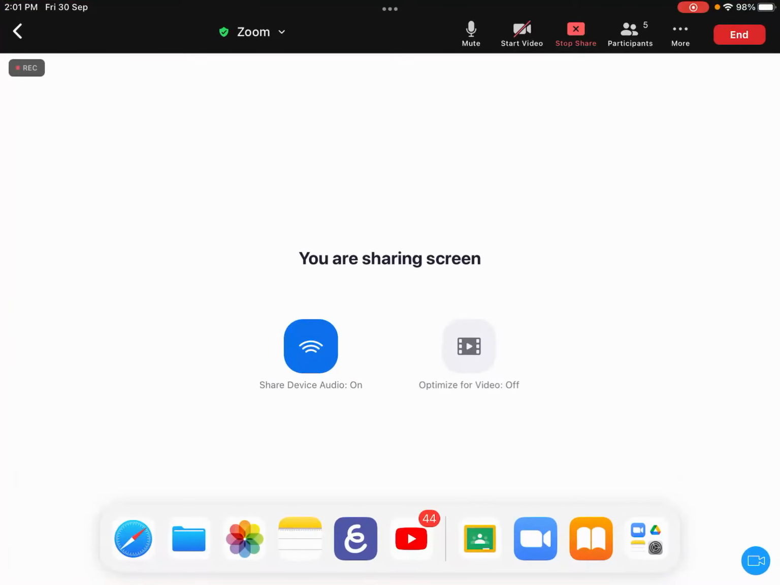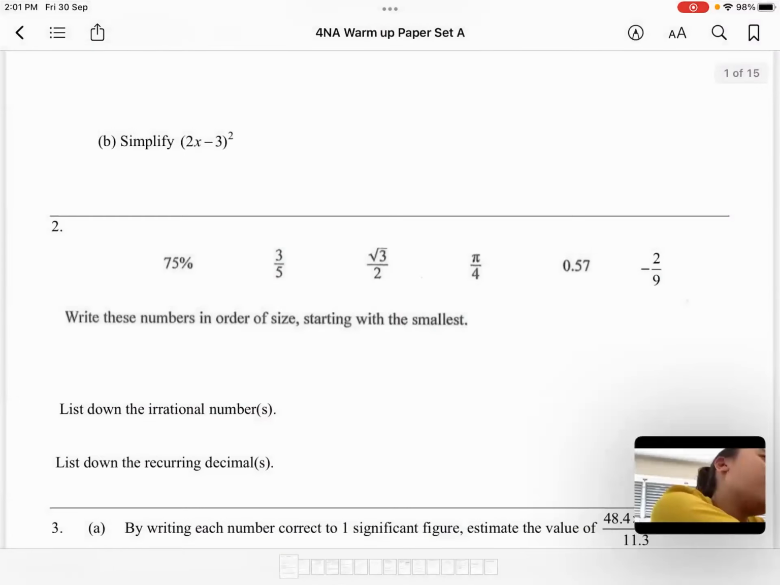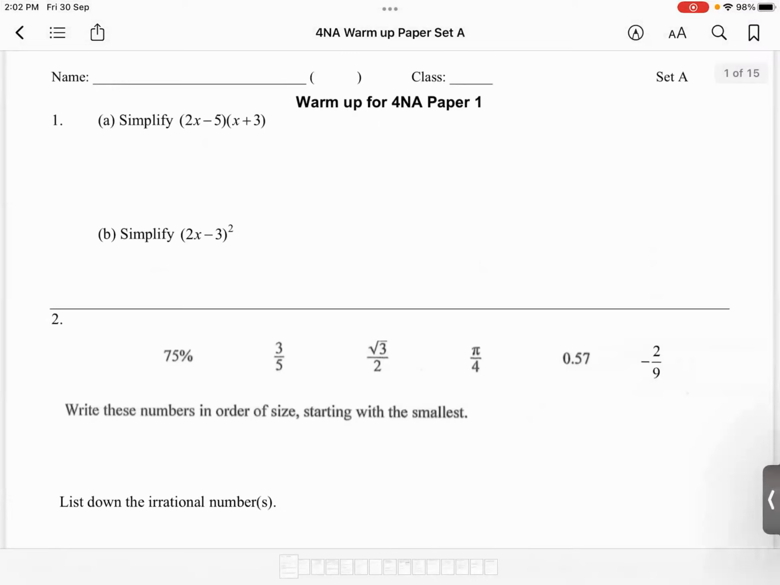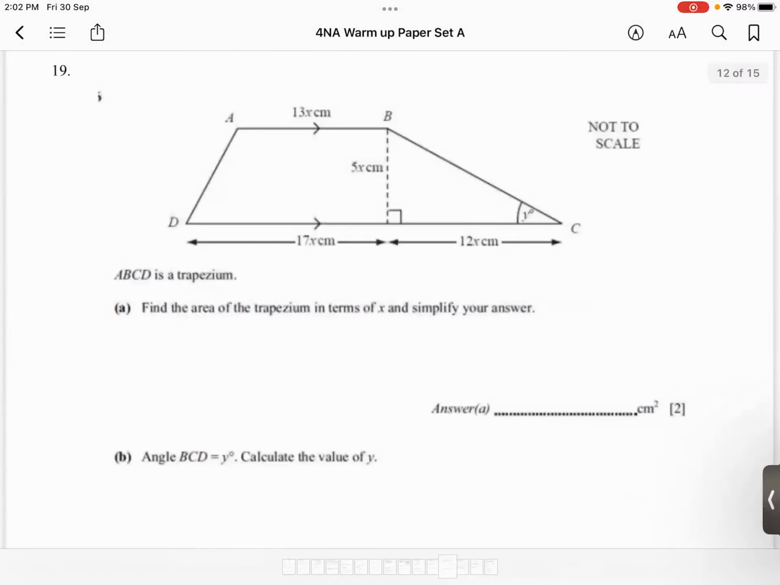Waiting for other people who are here. I realized that because I was with some of the students just now, they were checking their hard copies of the warm-up paper for set A. I realized that the set A hard copy that you all have, and the set A that I have, are different. Some of the pages are missing.